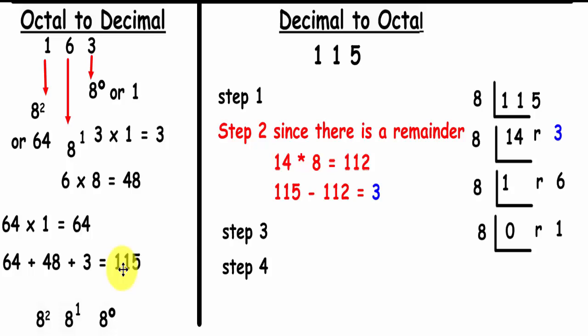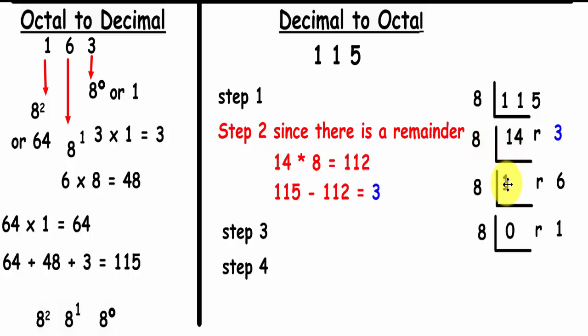Pretty straightforward. Now, let's look over here. Let's convert 115, which is a decimal, to octal. If you recall, the first thing we're going to do is take 115 divided by 8. How many times does 8 go into 115? Well, it goes in 14 times. Now remember, here's the ticket. 8 times 14 is 112. So 115 minus 112 is 3. So we have a remainder of 3. How many times does 8 go into 14?